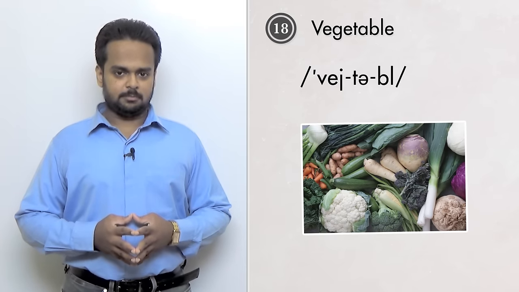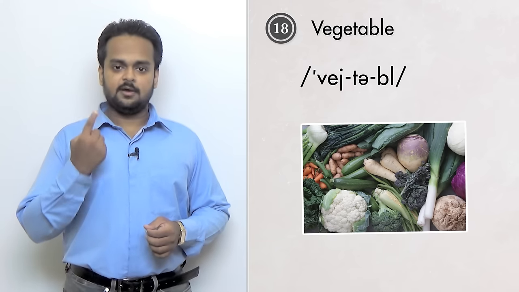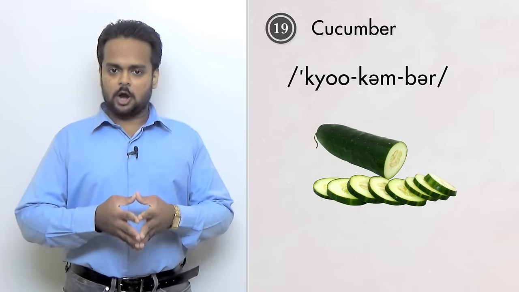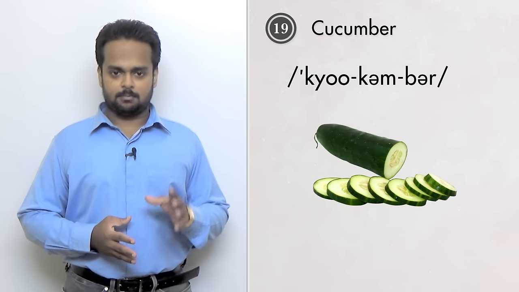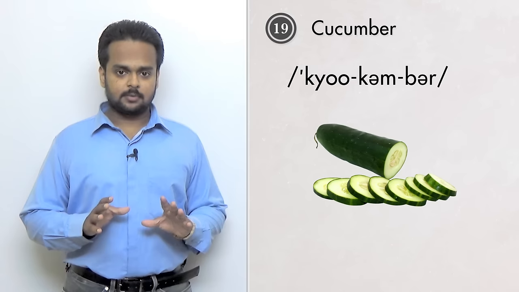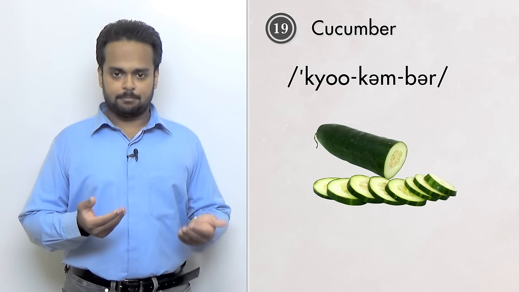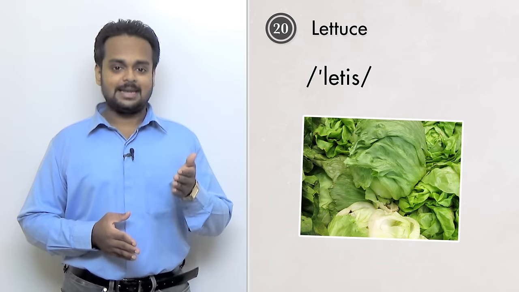It's not vegetable. If you say it correctly, there are only three syllables. Vegetable, vegetable. Let's talk about a couple of vegetables now. This is a cucumber. It's not a cucumber. Think of it like saying the letter Q and then cumber like number. So, cucumber. This vegetable is called lettuce.